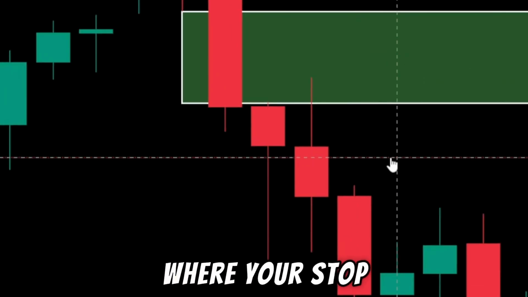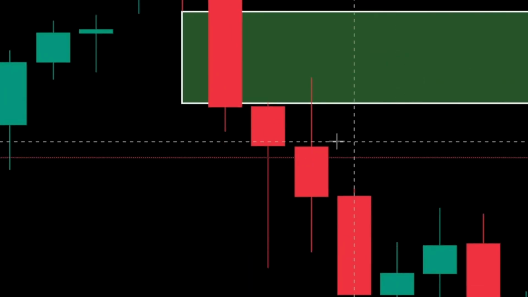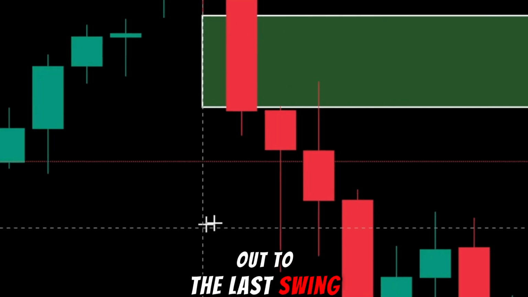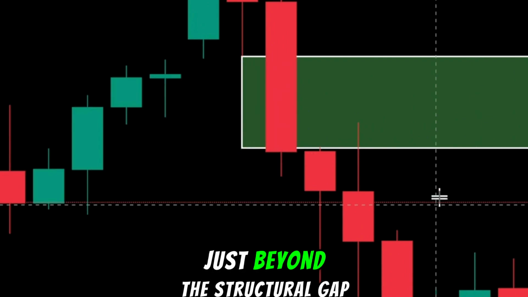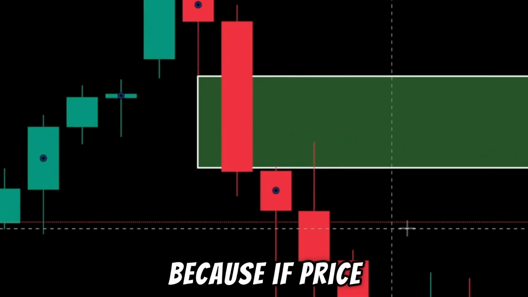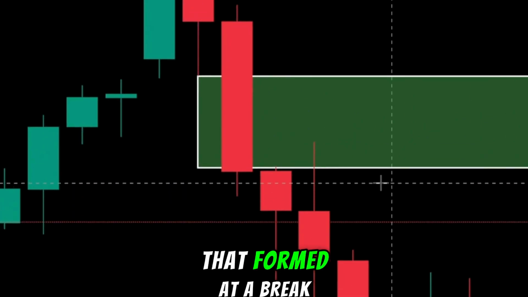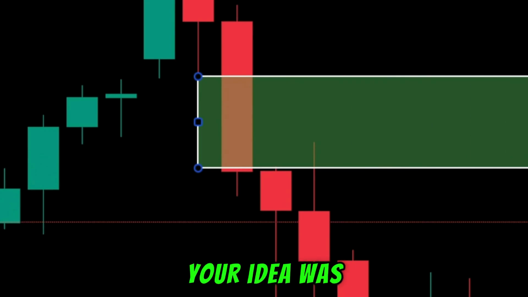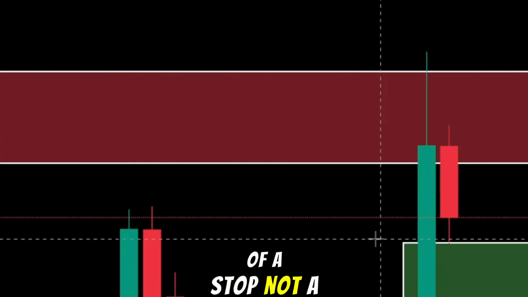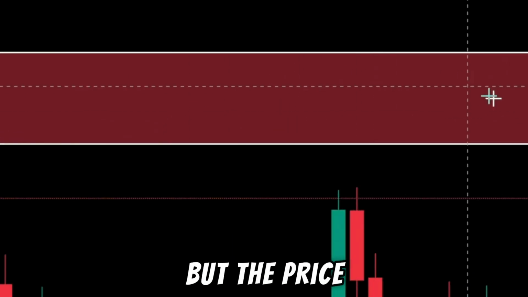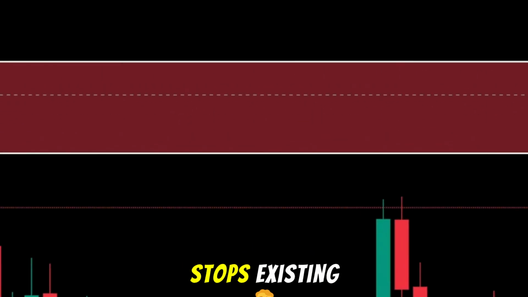This is also where your stop loss finally makes sense. Instead of shoving it out to the last swing and destroying your risk to reward, you can place it just beyond the structural gap. Because if price closes through a gap that formed at a break of structure, your idea was wrong anyway. That's the whole point of a stop. Not a random distance, but the price at which the reason for the trade stops existing.